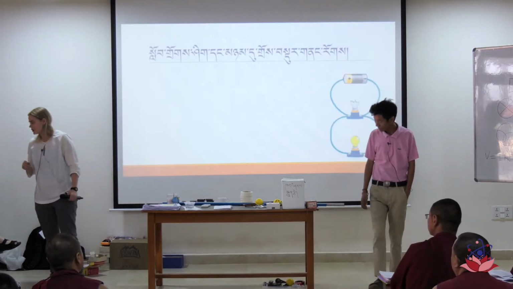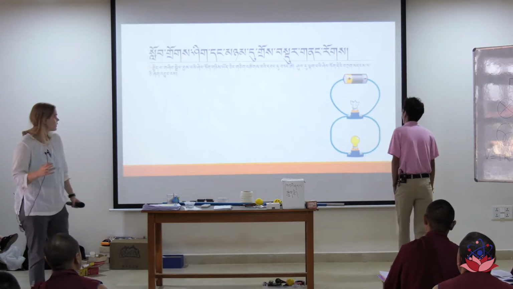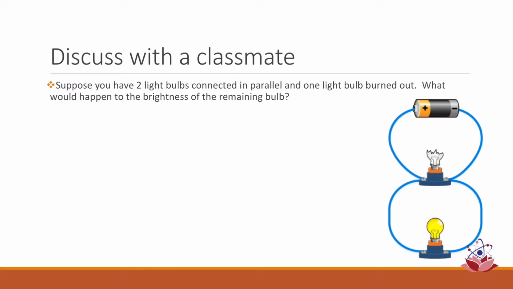Okay, so next question. So for this one, I want you to really discuss this with your classmates. So if I have two bulbs connected in parallel and one goes out, what will happen?